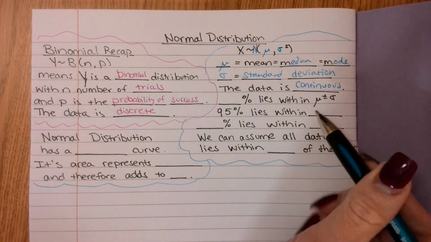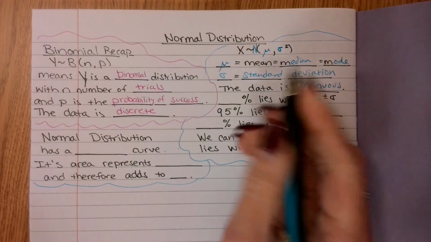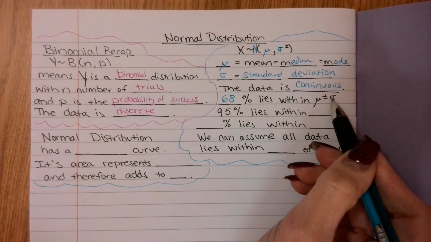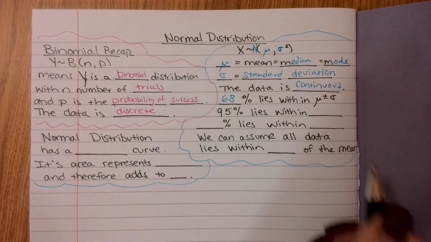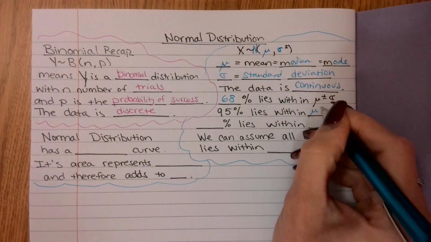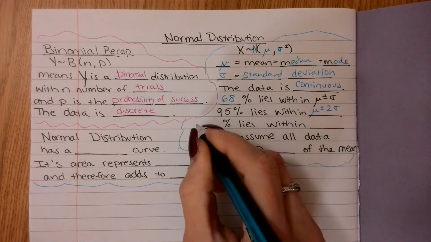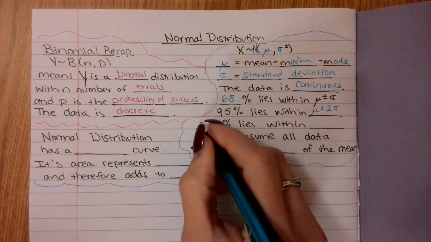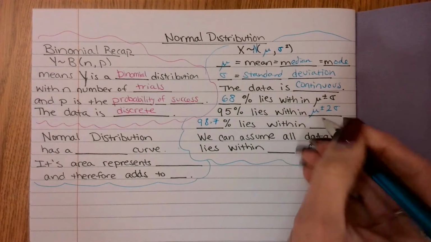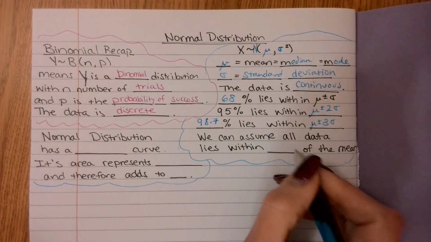Now you should have a few of the standard deviations from the mean memorized, such as 68% lies within one standard deviation of either side of the mean, whereas 95% approximately, that's what we can use, lies within two standard deviations. And the final one is 98.7% lies within mu plus or minus 3 standard deviations of the mean.